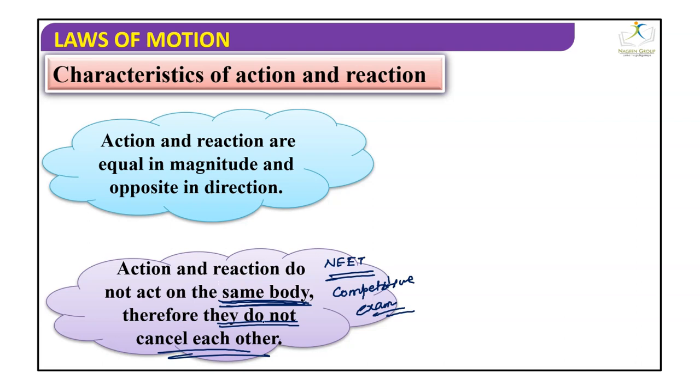Sometimes in the assertion it will be: action and reaction do not act on the same body. Reason: because they cancel out each other. So what was the answer for that? The assertion is correct, but the reason given is incorrect. Assertion is correct, but reason is wrong.